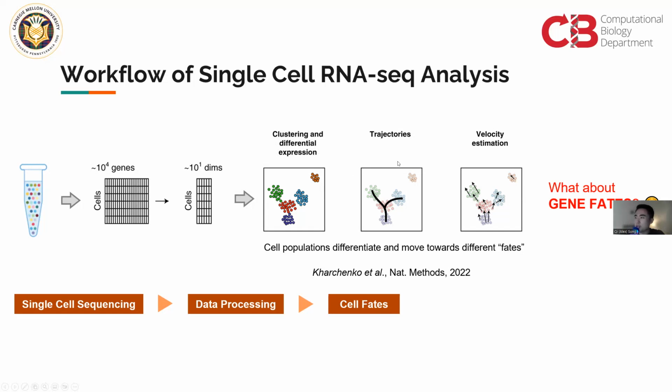Further, you can also do trajectory analysis, identify the lineage relationships between the different cell populations, and estimate the velocities for them. This shows you the directions of progression of the different cells. People usually call these cell fates because this shows how the cells change along the developmental trajectories. But what about the gene fates? This is relatively less investigated, right?